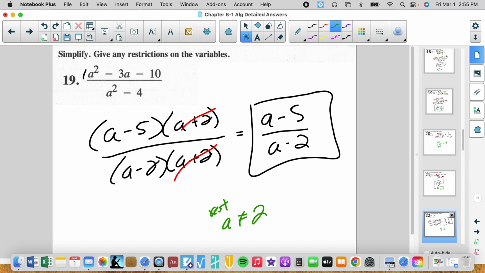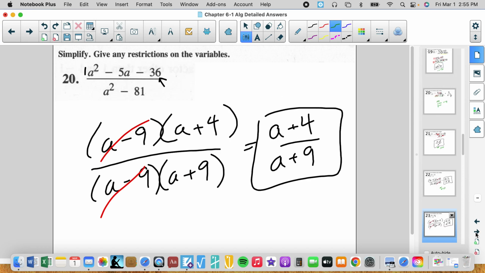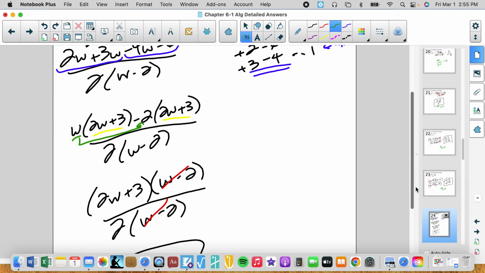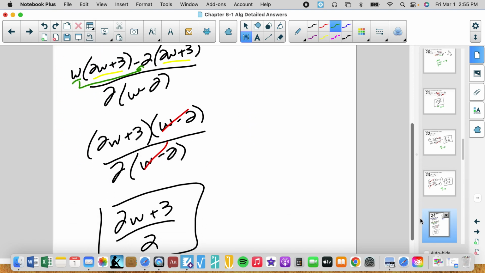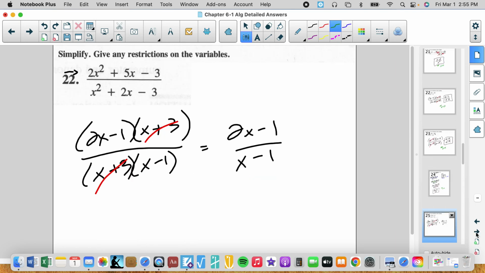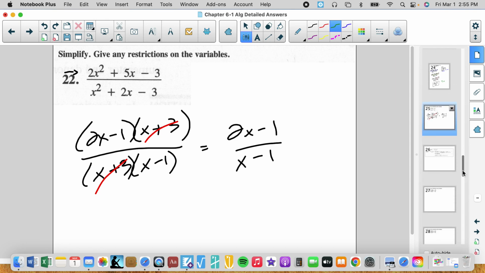Who knows? Here we go. Next one, restriction is A cannot equal 9. Yeah, because 9 squared is 81. That would give you 0 in the denominator over there. Restriction is W cannot equal 2. Are we done here? Oh, was this the last one? Maybe this is, yep, I think we stopped here.